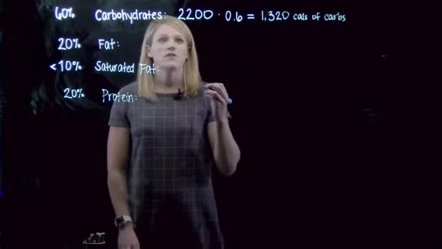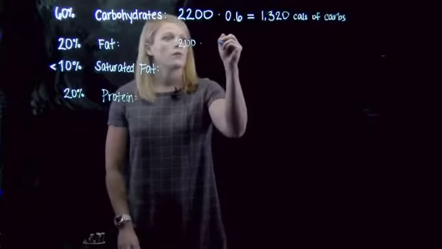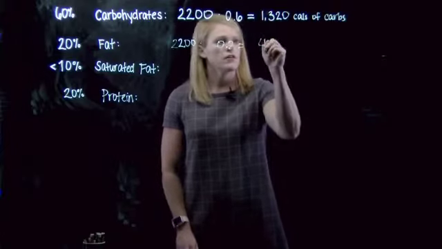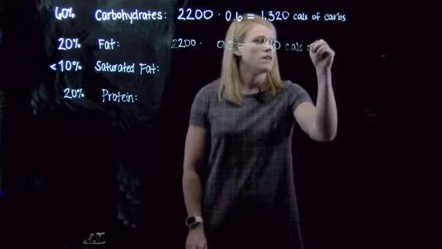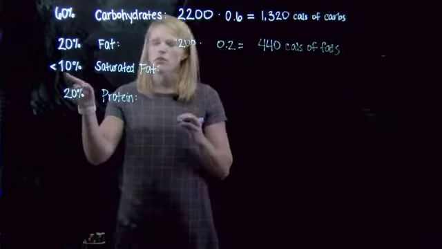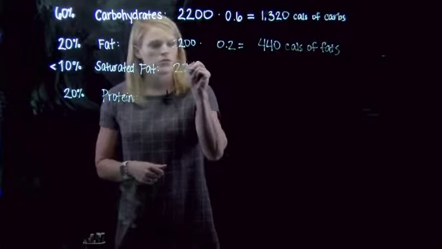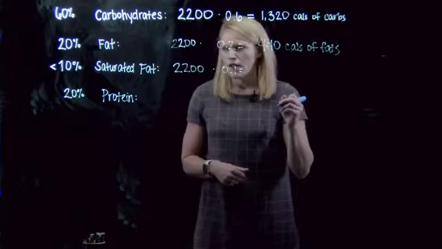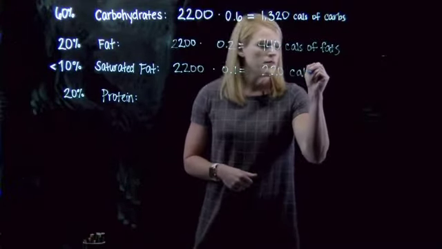We can repeat that same process for each of the other macronutrients. So 20% should be fat. So we're going to see 2,200 times 0.2 gives us 440 calories of fats. We also know that less than 10% of her total calories should come from saturated fats. So less than 10% of her 2,200 daily calories should be saturated fat. And that's going to give us less than 220 calories of saturated fat.